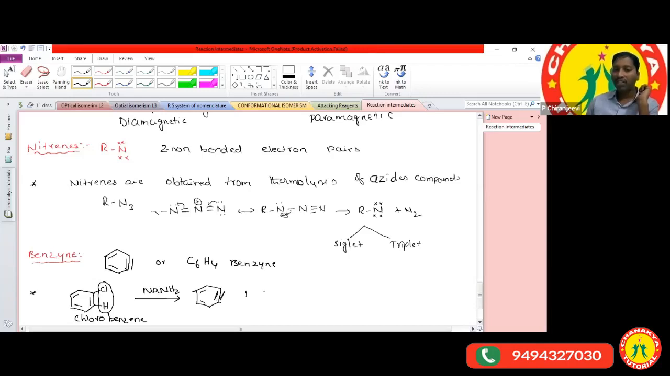What are the byproducts formed? NaCl plus NH3 are formed. So benzyne is also a reaction intermediate. Where do we get benzyne from? When haloarenes undergo an elimination reaction, they form benzyne. Benzyne is highly unstable. To attain stability, it again reacts with another molecule.